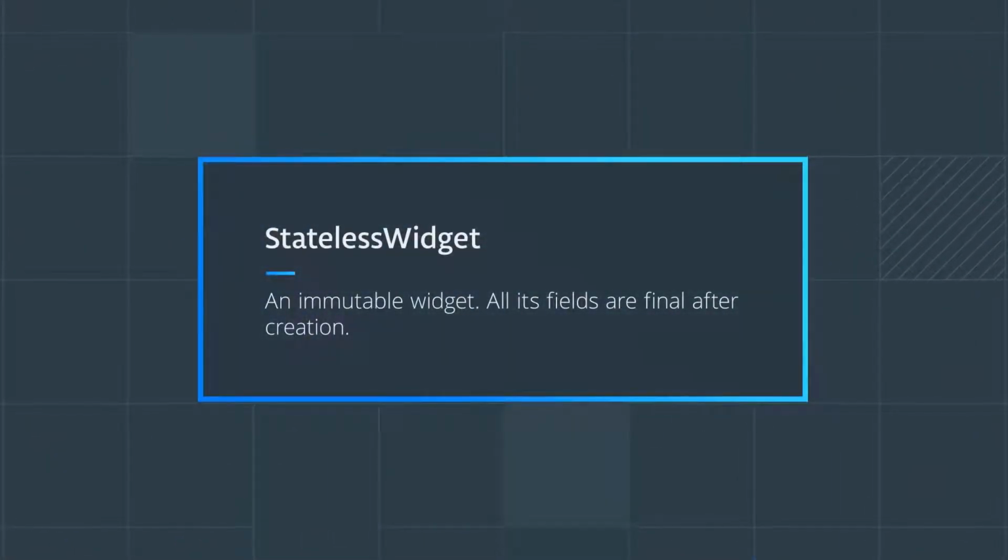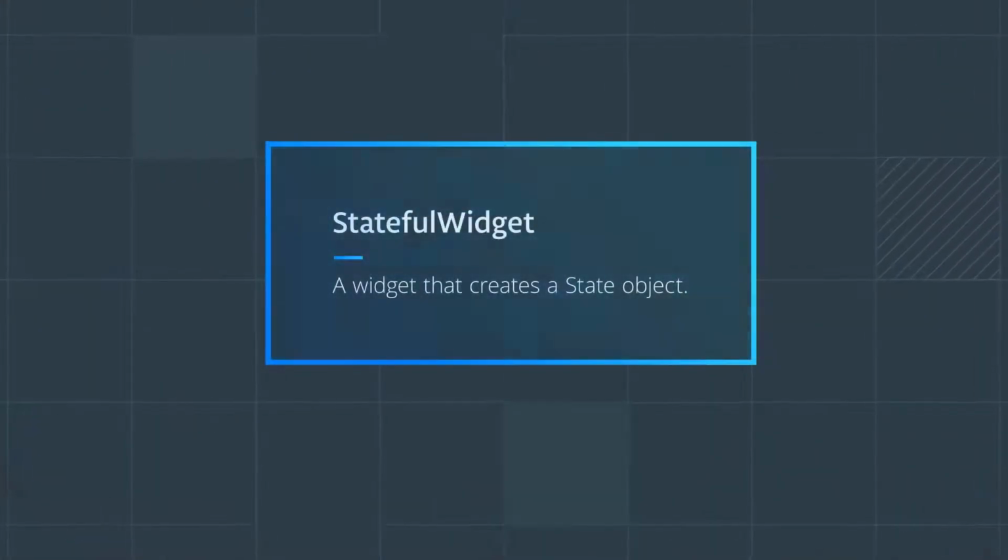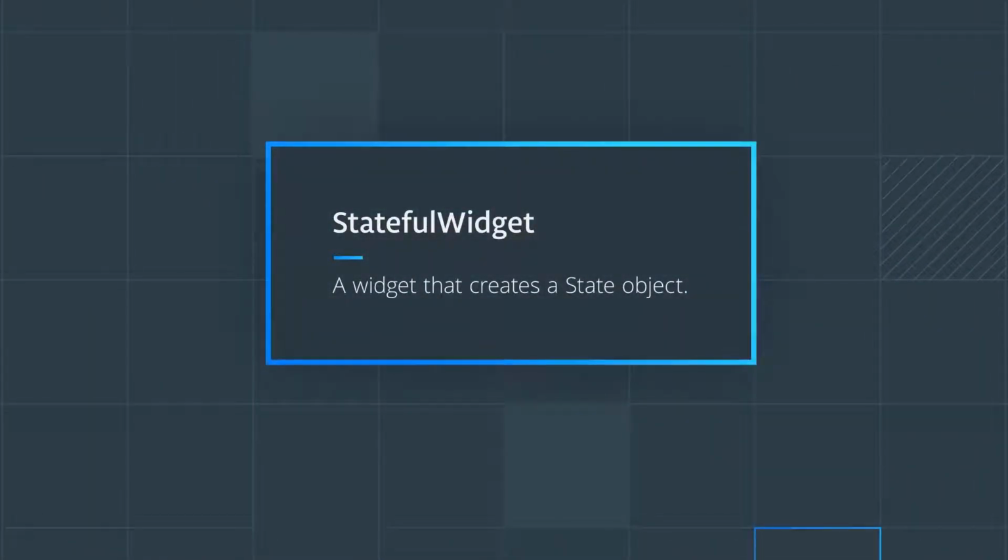Stateless widgets are immutable. This means that all their fields have to be final when we initialize one at compile time. We can pass in custom properties when creating our widget, such as a background color, but once created, those properties can't change. Stateless widgets are not interactive, so there are also a class of widgets called stateful widgets that create state objects. We will talk about this later.